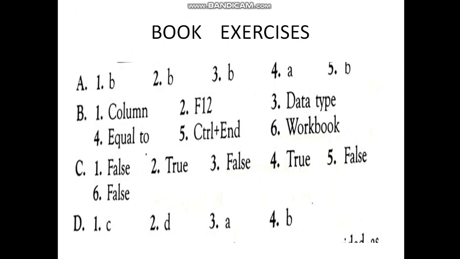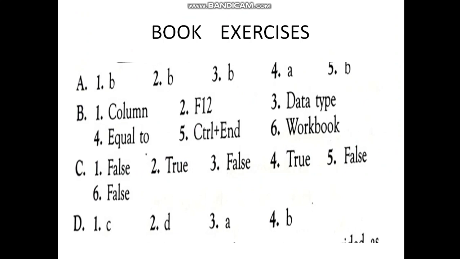Next, intersection of a row and a column is called cell. That is B option. Fourth one, dash cell is a cell with a dark boundary around it. For that, answer active cell. Fifth one, title bar contains dash buttons. 3 buttons.